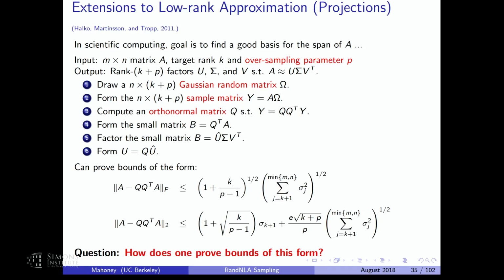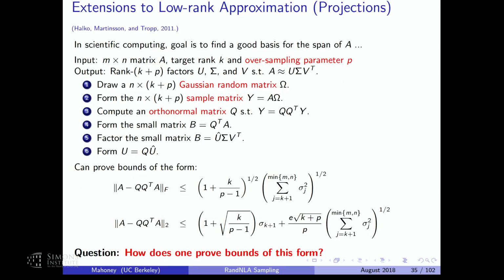You can prove bounds of the following form. So A minus the projection onto the columns, this is the residual Frobenius mass, and it's 1 plus something of the form k over p. And in spectral norm, it's something having to do with the best rank k spectral norm plus something else. This is a Frobenius norm. So it's best rank k times a little multiplicative factor plus something else that's large. So how does this relate to what we were talking about, and what's the underlying structural result here?